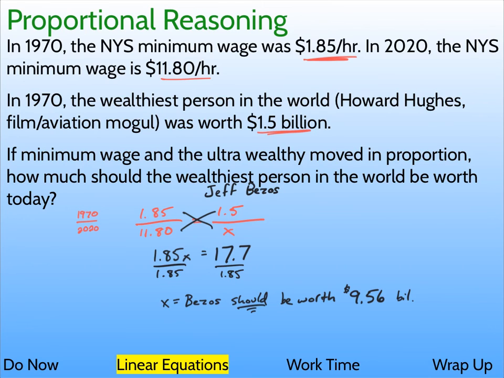Now, anybody who actually knows these numbers knows that right about now, Jeff Bezos is worth roughly $185 billion. So we can ask ourselves, did minimum wage and the wealth of the wealthiest person move in proportion over the last 50 years? No, it's not even close. The wealthy have made far, far more than the minimum wage has gone up. But that's proportional logic, and it can help you with problems like that.